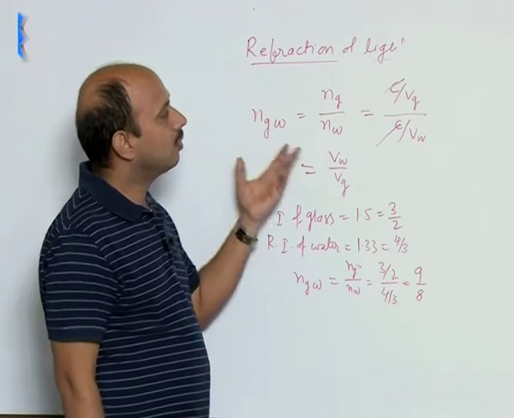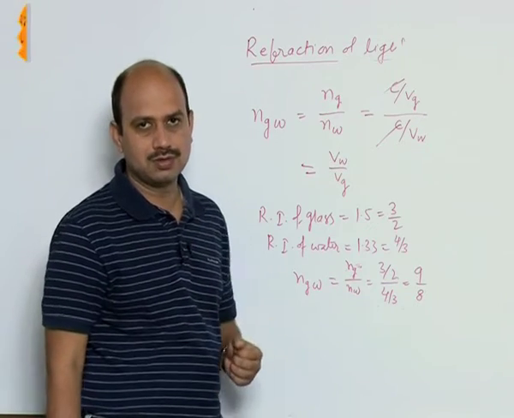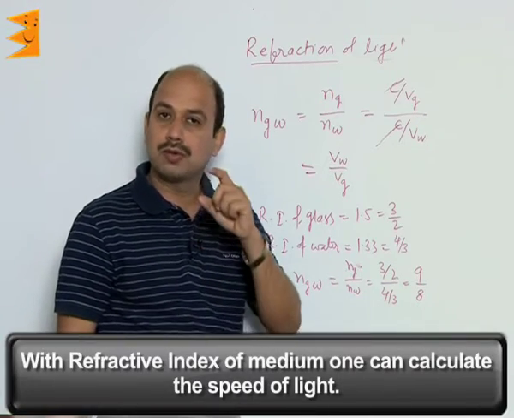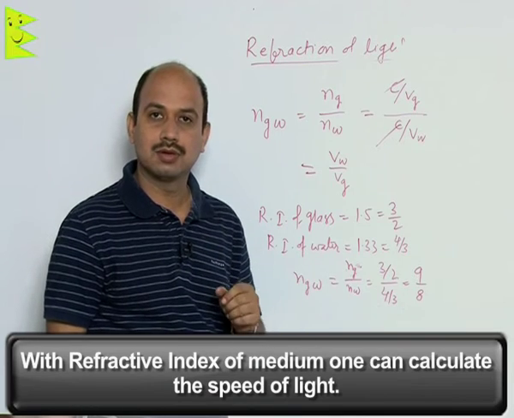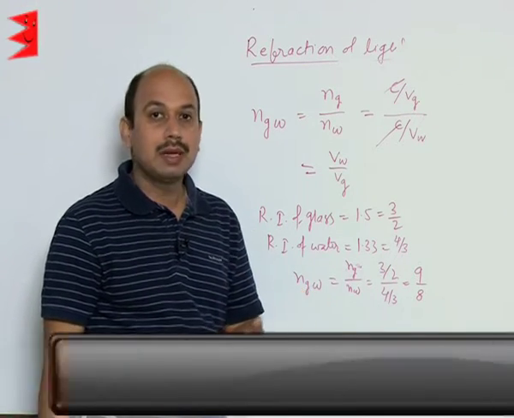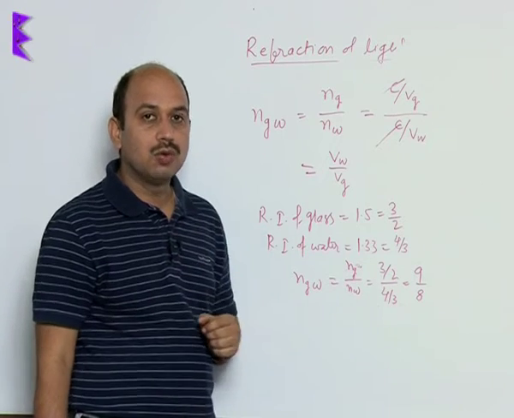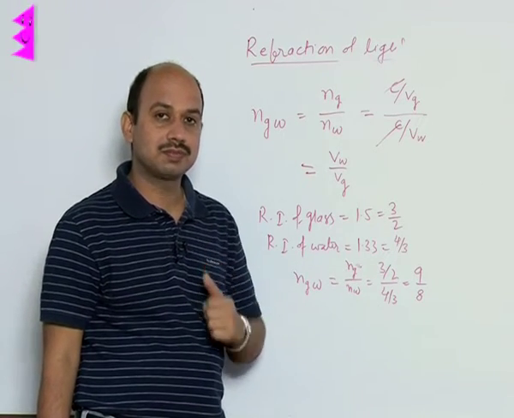So, these are things about the refractive index. Now, see what is the role of refractive index. If you know refractive index of a given medium, you can tell about the speed of light, or you can compare speed of light with the air. But there are certain materials whose mass density is higher, but their refractive index is less.